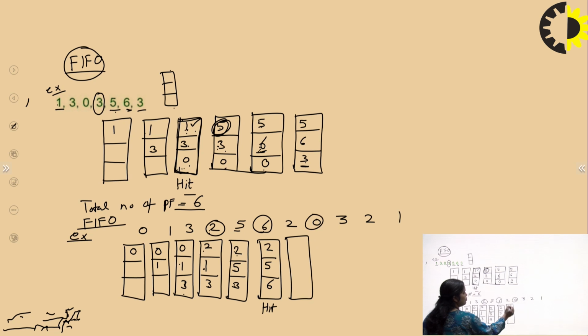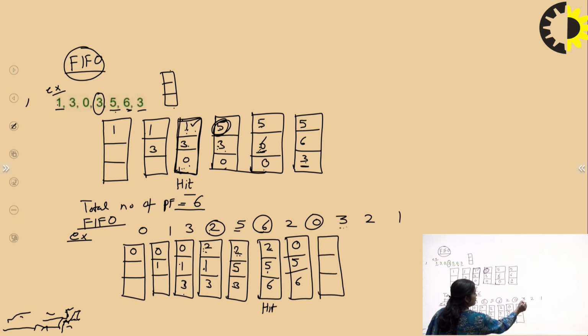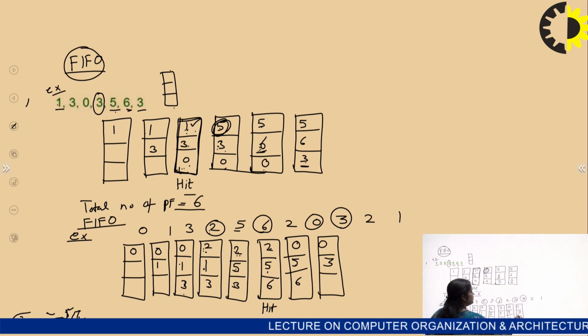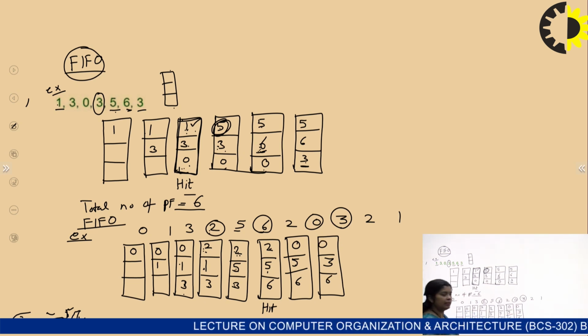Next is the 0. So 0, you can see here 2 is 3 times, 5 is 2 times, 6 is 1 time. So 1, 2, 3. 2 is replaced by the 0, and the 5 and 6 are here. Next the 3 comes. This particular 3, how do you communicate it? This 1, 2, 3 is there. So 5 is replaced by 3, and the 0 and 6 you simply write here.